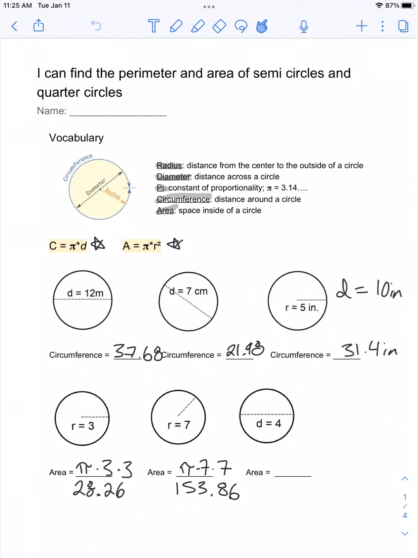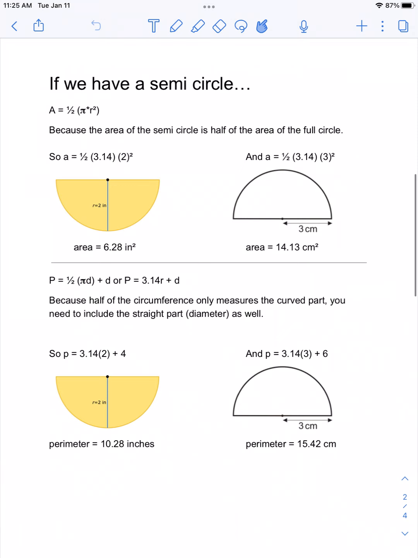And then the last one, notice it gives us the diameter. If it's 4 units all the way across the circle, that means halfway across the circle will be 2 units. So we do pi times 2 times 2. If we type that into our calculators, we get 12.56. All right, hopefully you are remembering how to calculate circumference and area for a full circle, because now we're going to talk about semi and quarter circles.